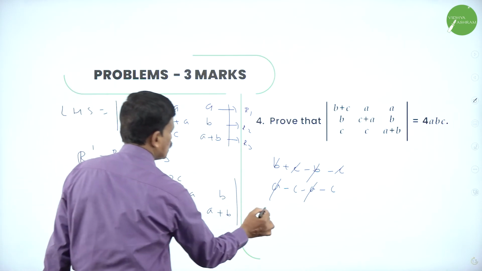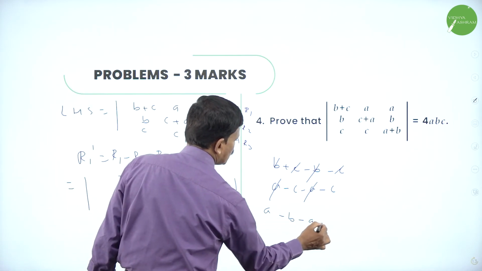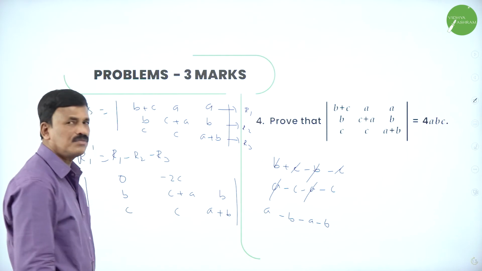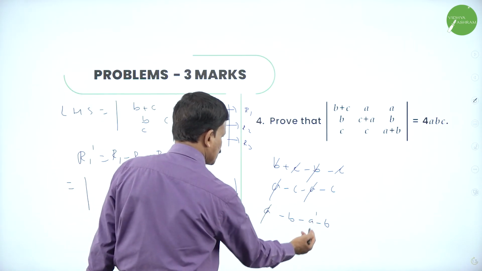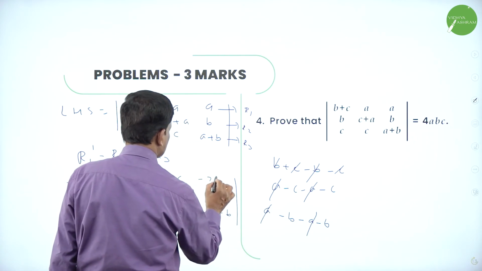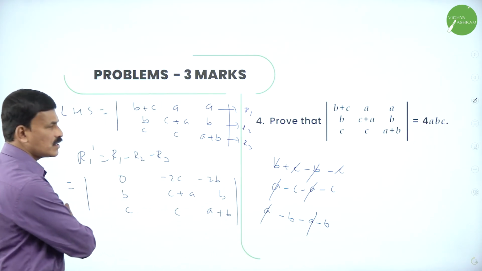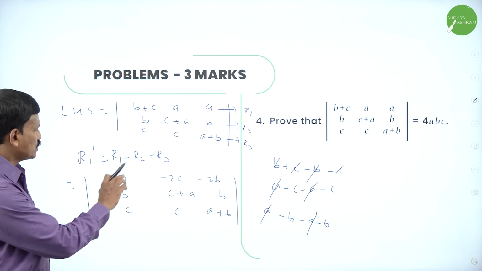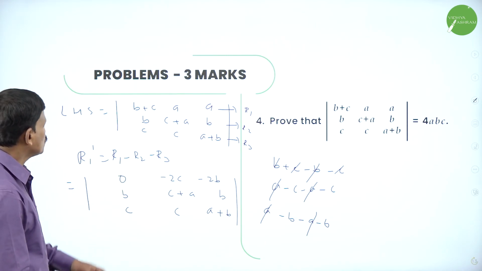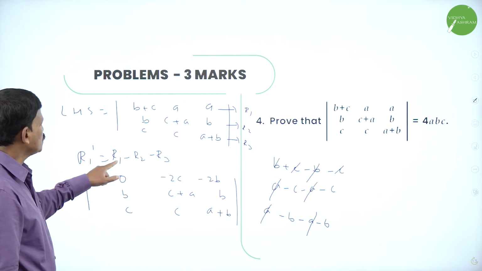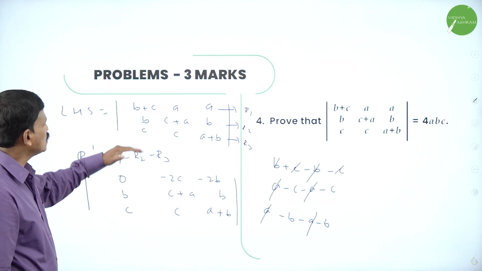Similarly, come to this A minus B minus A minus B. Observe carefully, what are the elements going to get cancelled? Here plus A minus A gets cancelled. Minus B is minus 2B. Only the first element becomes 0. The remaining second element is minus 2C and minus 2B. Okay. So here R1 dash is equal to R1 minus R2 minus R3.